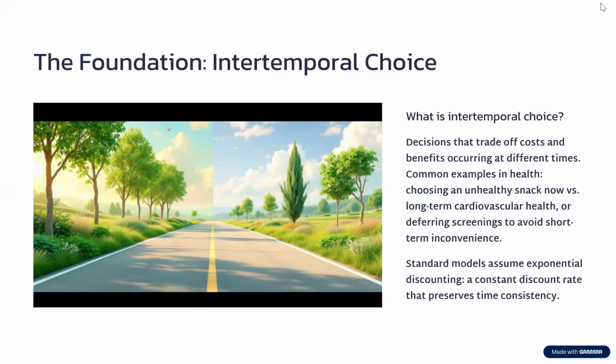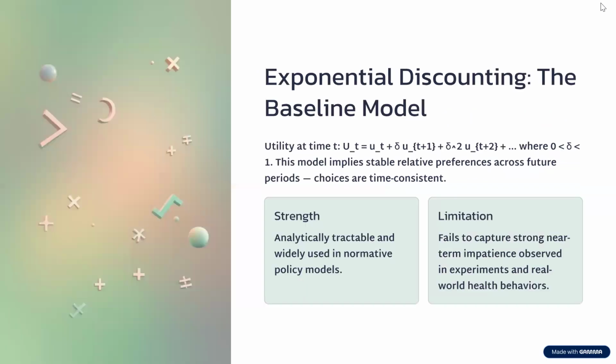In health economics, we study how we weight these different points in time. Decisions that trade off costs and benefits occurring at different times are known as intertemporal choices. Now, we'll move towards the exponential discount rate baseline model. The baseline in classical economics is the exponential discounting model.